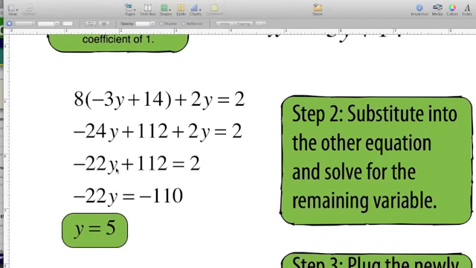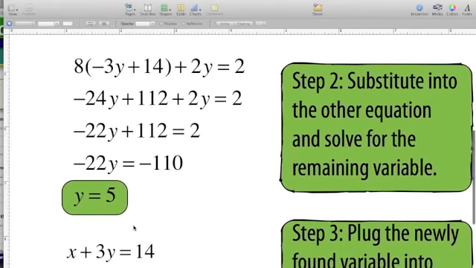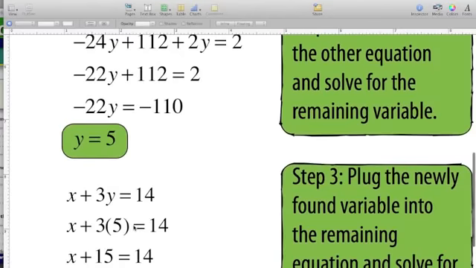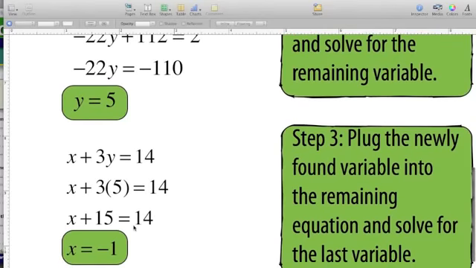So we're just really going to collect like terms, and if you work that properly, you can see the work on the screen. You're going to come down, and the last step is to divide by negative 22 on both sides, and you get positive 5 is equal to y. Okay, the third step is to go back and find the other variable. It's really just 3 steps.